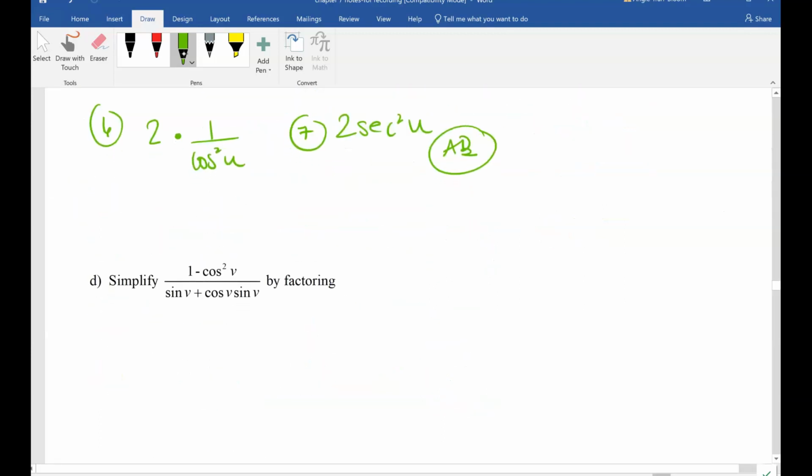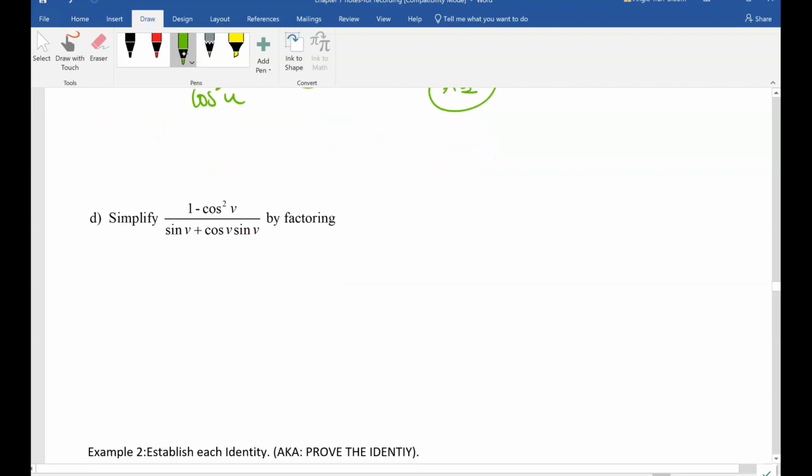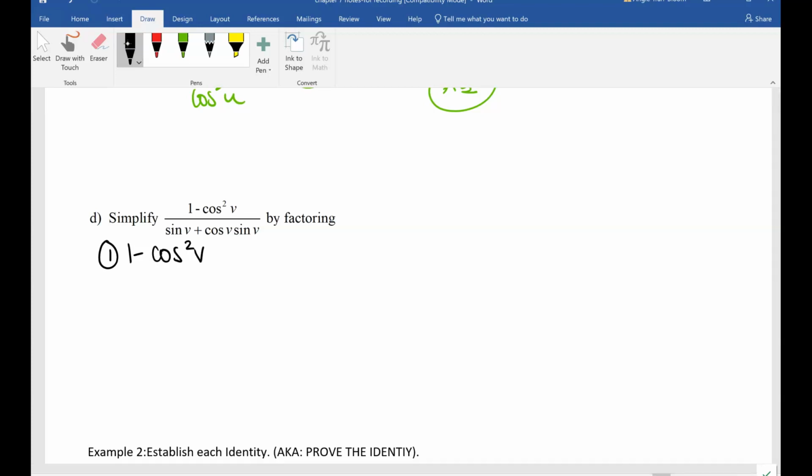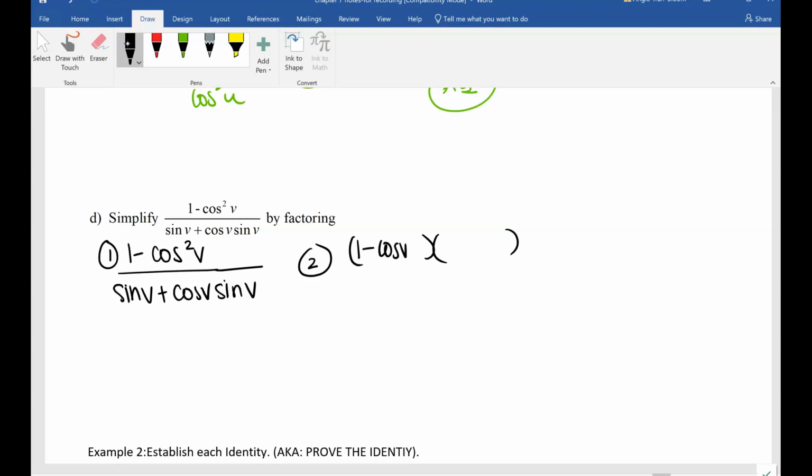Okay, last problem in example 1. Simplify by factoring. Yeah, I love factoring. So step number 1, copy the question down. 1 minus cosine square of v all over sine of v plus cosine of v times sine of v. Okay. Step number 2, on the numerator, it's a difference of 2 squares. So you can go 1 minus cosine of v, 1 plus cosine of v.